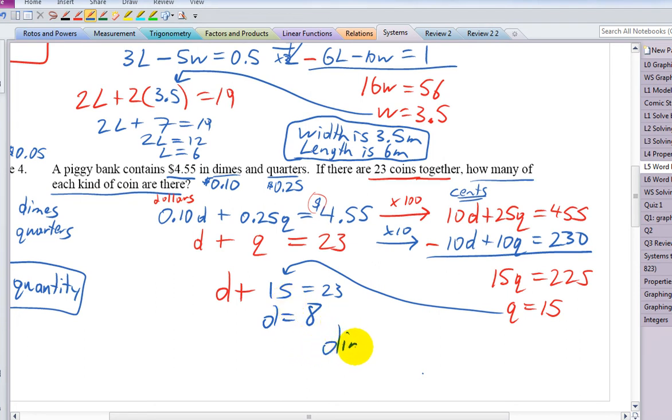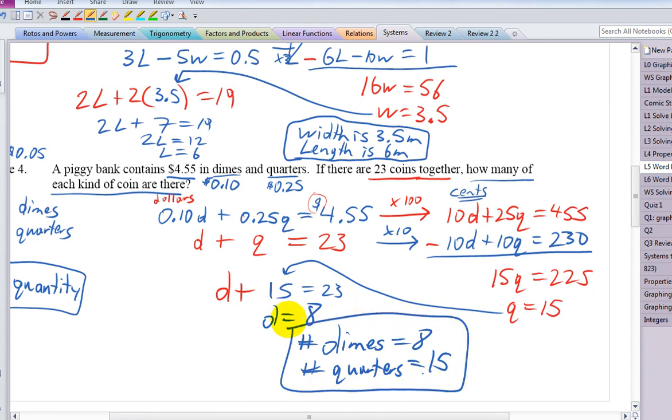For dimes, the number of dimes equals 8. Number of quarters equals 15. Put it in a box. I mean, you could just say dimes equals 8, quarters equals 15. That's good enough. Okay.